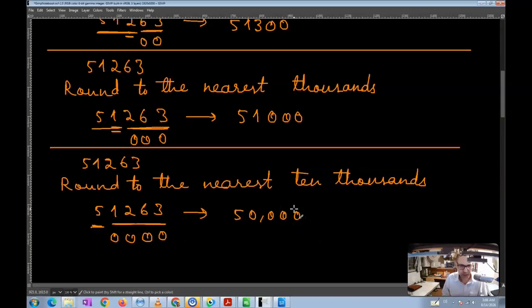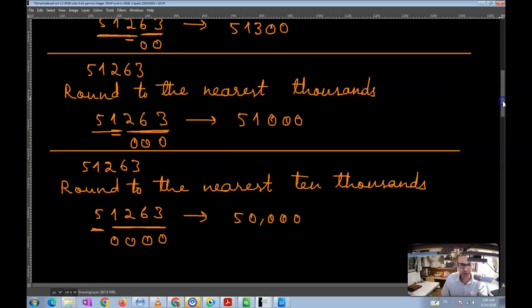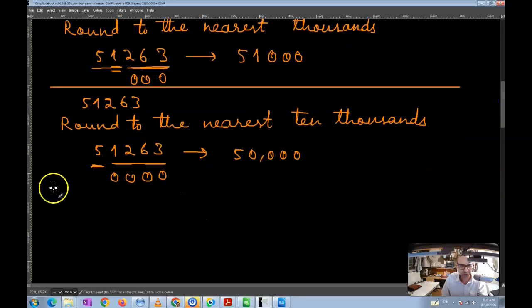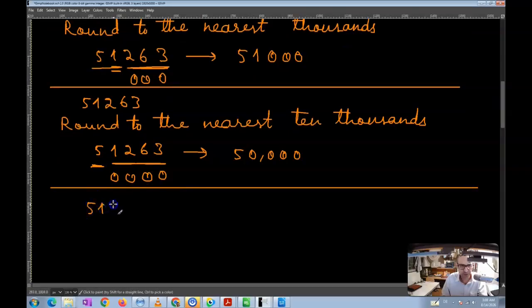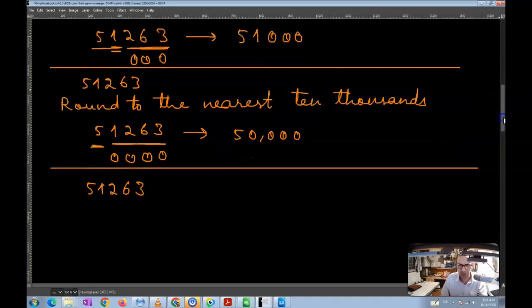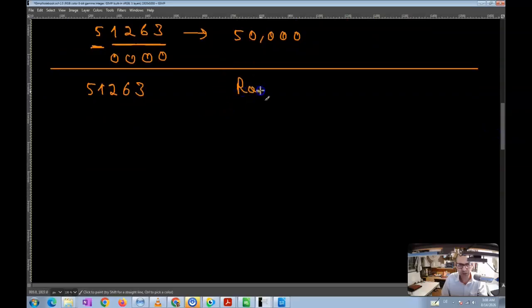And basically, to answer this question, we can take a look at these numbers on a number line. So if the number is 51,263, and if I were to round the number to the nearest tens, what that means is that all the digits all the way up to the tens place value, I'm going to keep all of these digits, and then the rest of the digits I'm just going to discard, right?